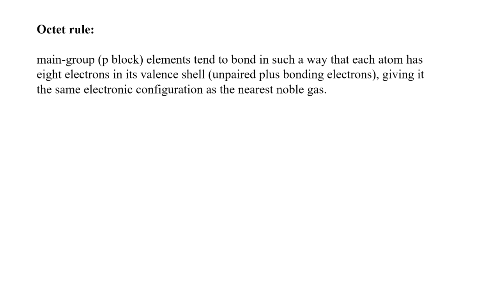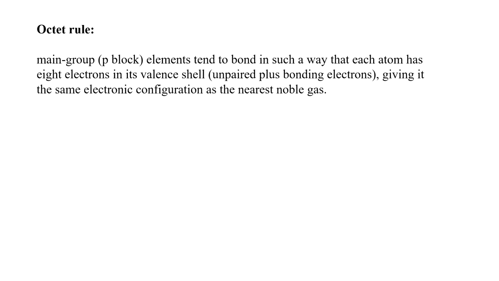Now we're going to talk about what's called the octet rule, and we'll cover this on a couple of different slides. But the basic idea here is, for main group elements, that is the p block elements, like we see in organic chemistry, they tend to bond such that each atom ends up with 8 electrons in its valence shell. You say, where do they come from? Those are the unpaired electrons plus the bonding electrons, and those can be shared by other atoms. Those 8 electrons then give it the same electron configuration as the nearest noble gas. So electronically it looks like a stable system, a noble gas.